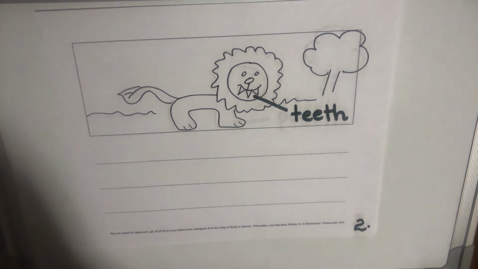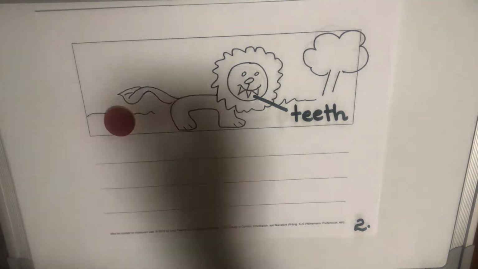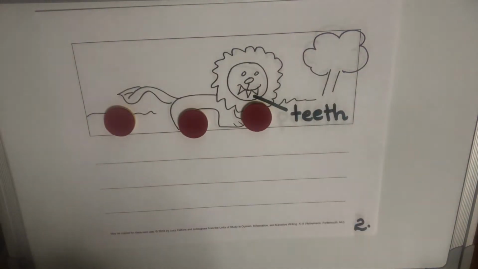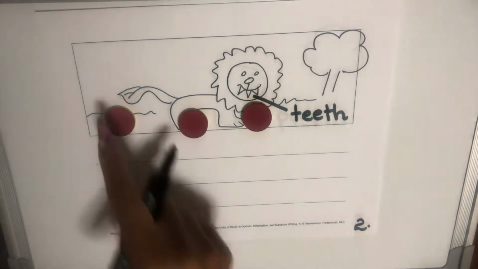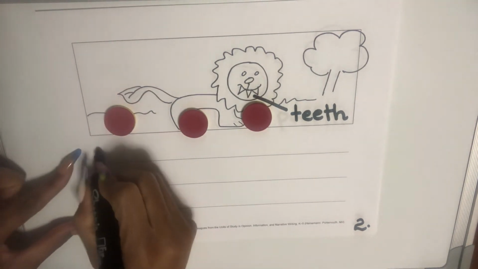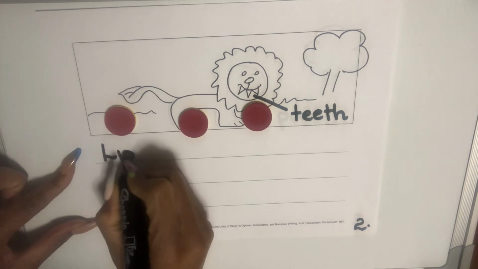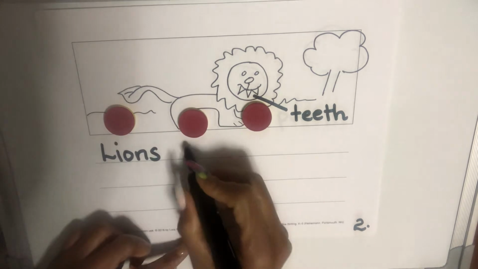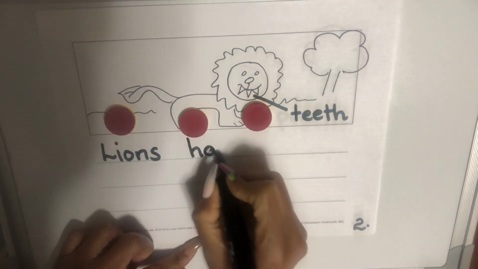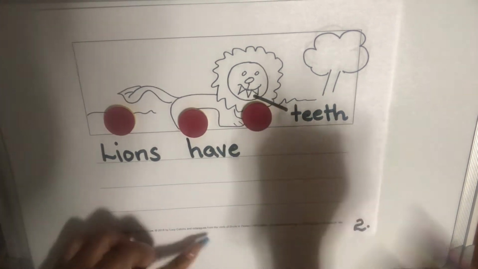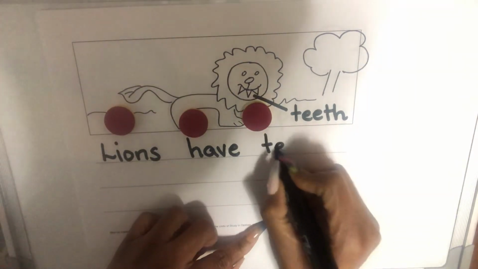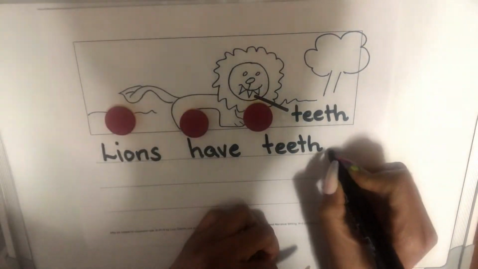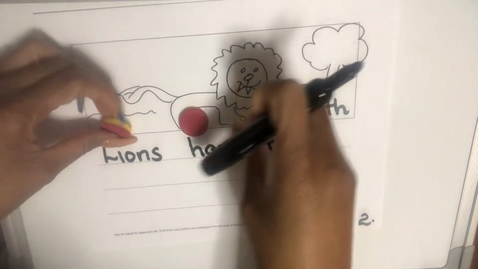Okay, let's see. Lions have teeth. Yes, 3. So let's write lions have teeth. Period at the end of our sentence.